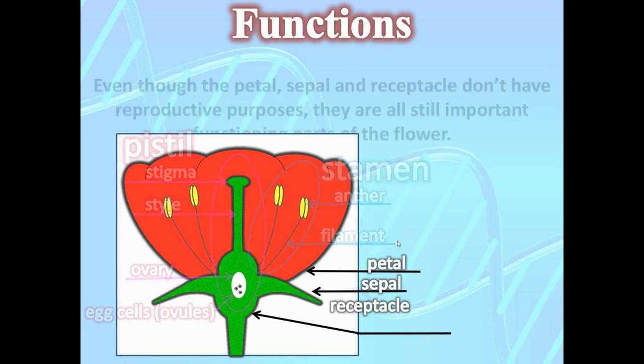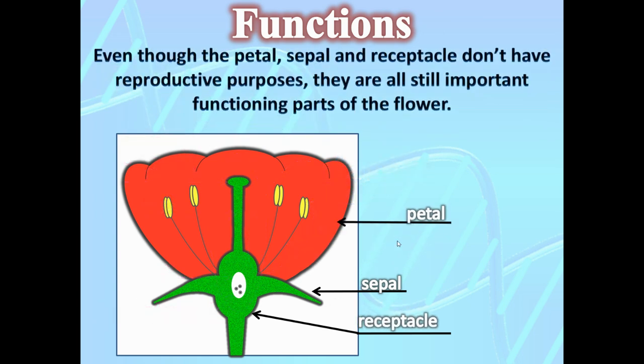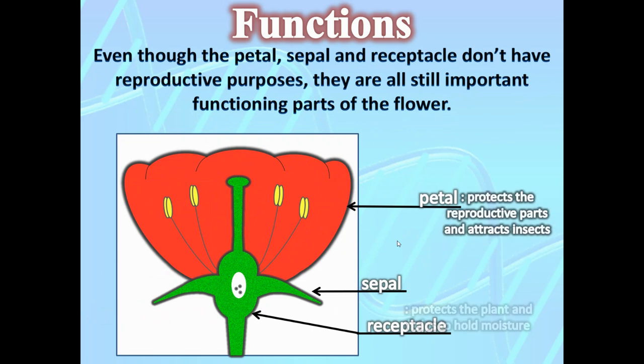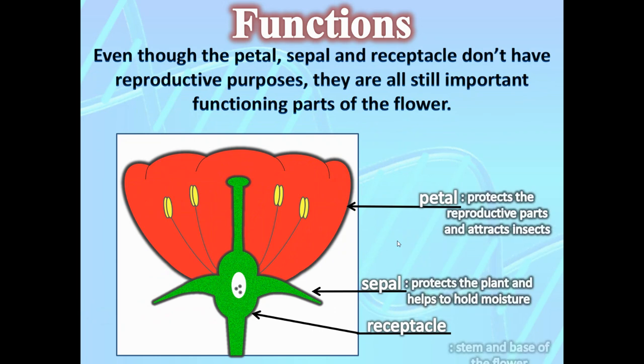Functions. Even though the petal, sepal, and receptacle don't have reproductive purposes, they are still important functioning parts of the flower. Petal protects the reproductive parts and attracts insects. Sepal protects the plant and helps to hold moisture, and receptacle is a stem and a base of the flower.